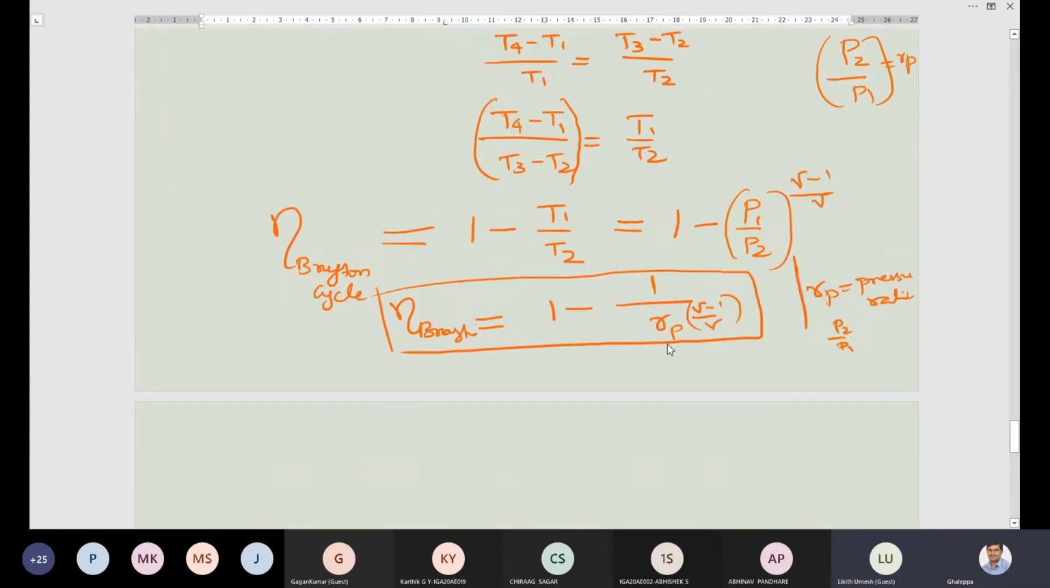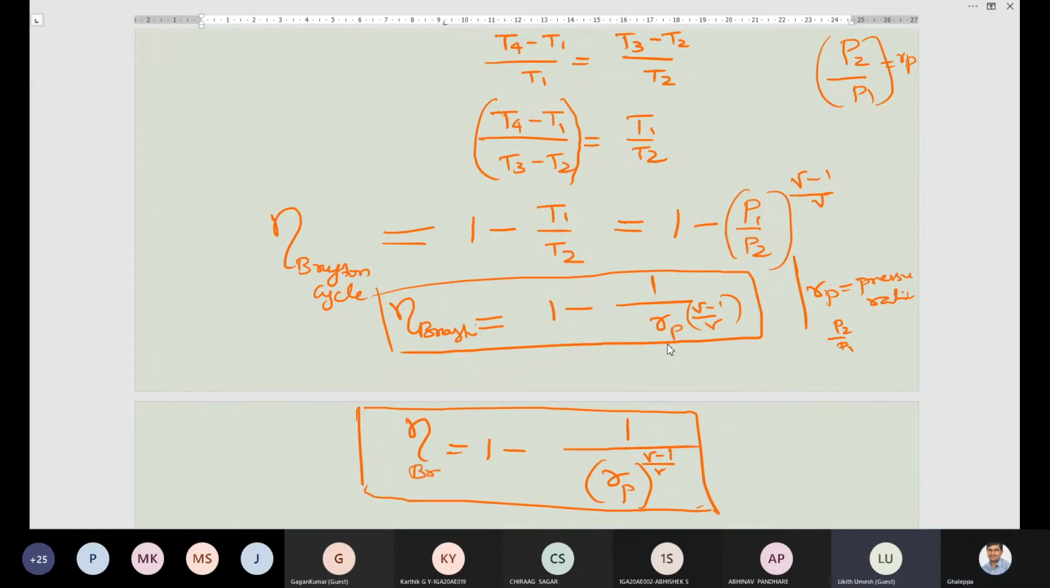It is not a multiplication. Let me write once again here: RP to the power of gamma minus 1 by gamma, that is 1 in the numerator. So this is the final expression for Brayton cycle. It will be used for solving numericals. Okay, 10 marks or 12 marks numericals will be there.